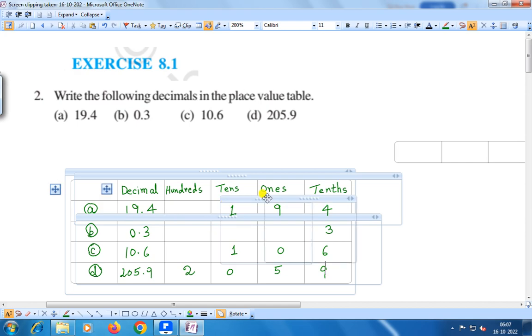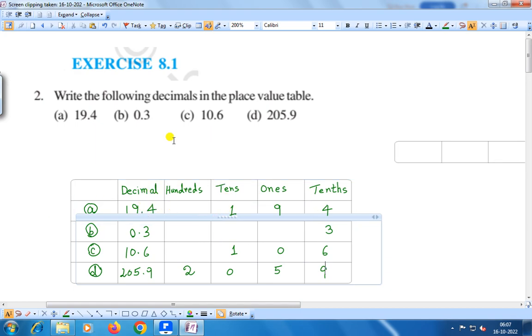In tens place it is 1. The place value of 9 is ones. Therefore you have to write it 1. The place value of 4 is tenth. Therefore you have to write it in tenths place. Right? In this way you have to place the decimals in the place value chart.